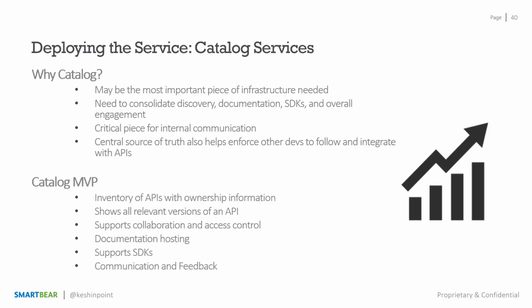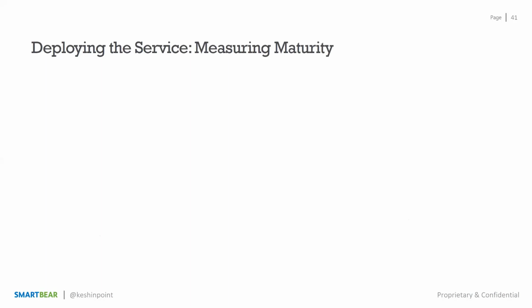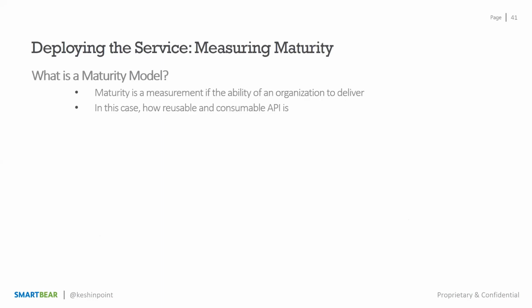So some of the most basic MVP, as we call it, for a minimal viable product for catalog is supporting inventory of APIs, showing all the relevant versions of the API, having collaboration and access control for these APIs, having the documentation, again, make sure that people can understand that documentation, with SDKs, and finally have a feedback mechanism so that developers can actually give you feedback on what that API is supposed to do, on whether or not that API is working. And then this comes to our final part, which is measuring maturity.